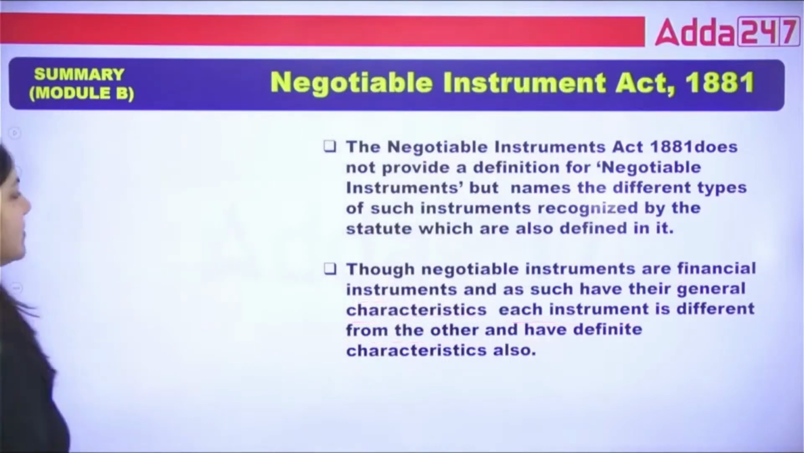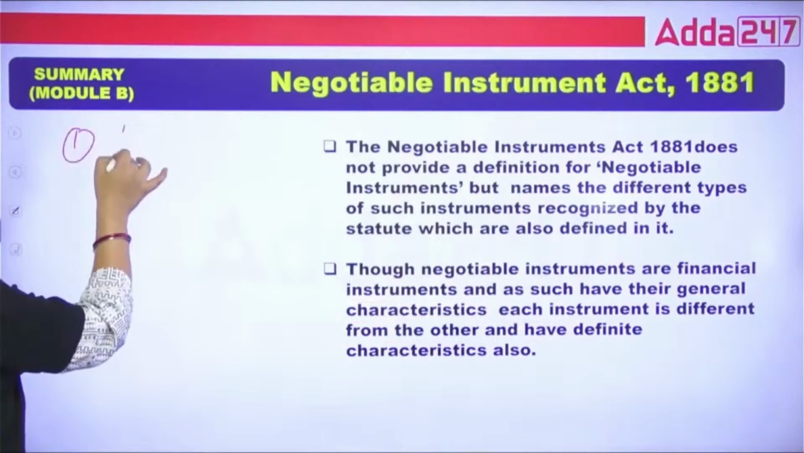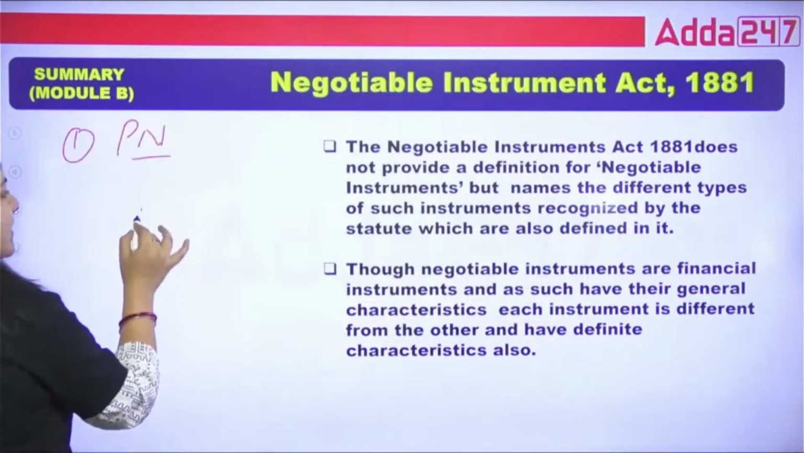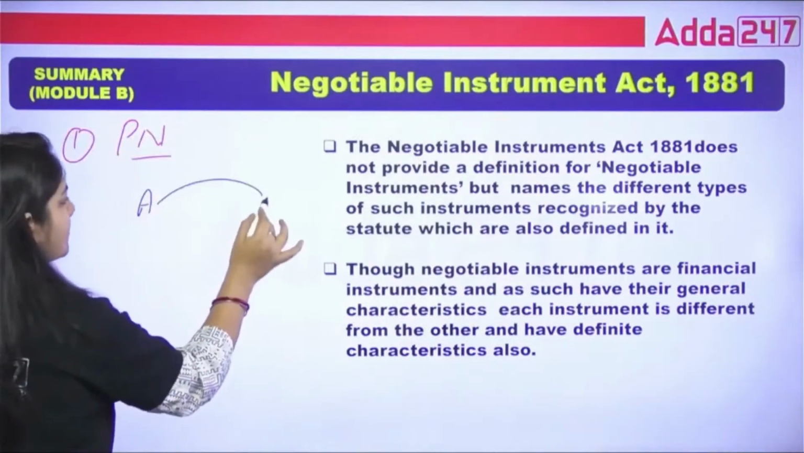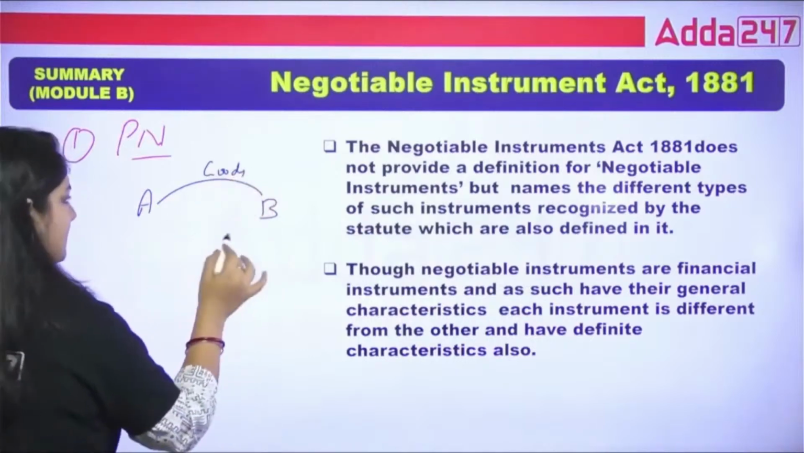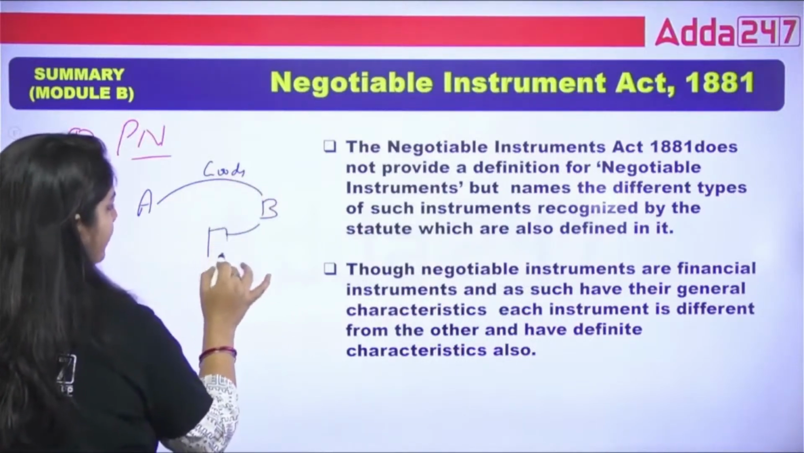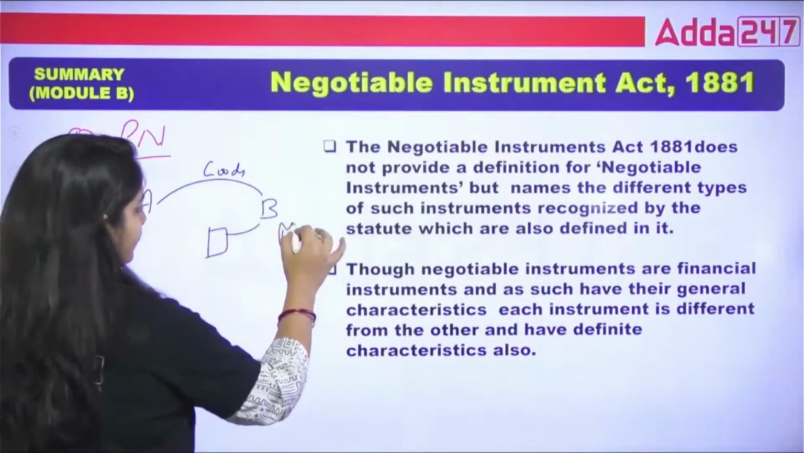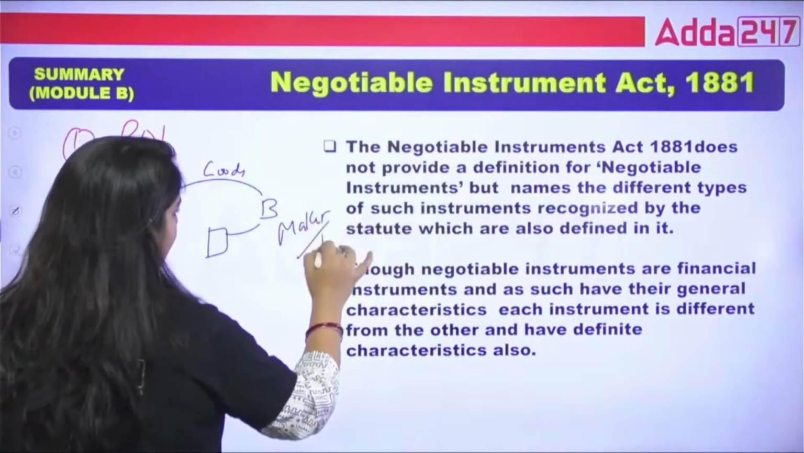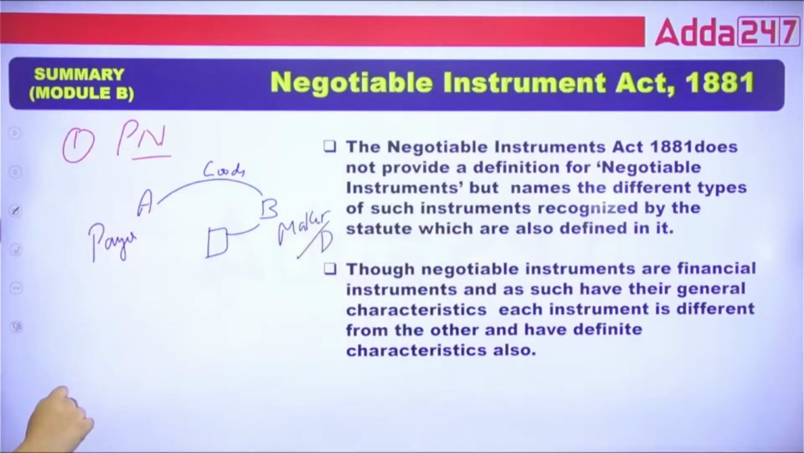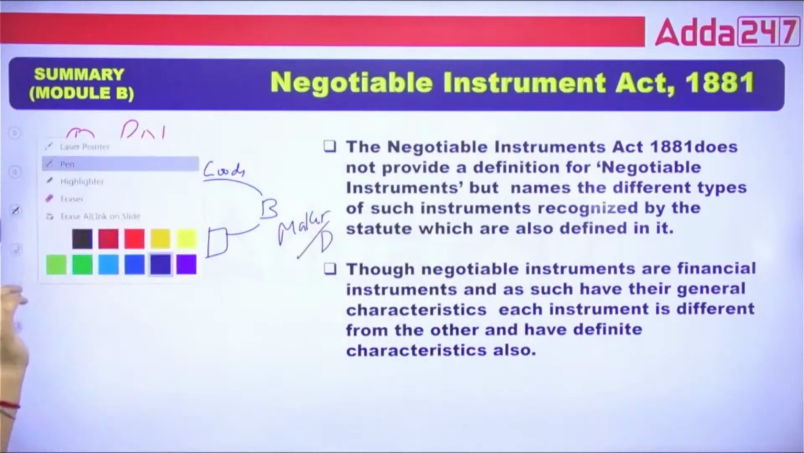If I give you one keyword of promissory note: in a promissory note, basically A transfers goods to B and B has to give what? Money. So in that case, B will make the document. B is called the maker or drawer and A is called the payee. So this is your promissory note. The bank note and the currency note are not included in the promissory note.